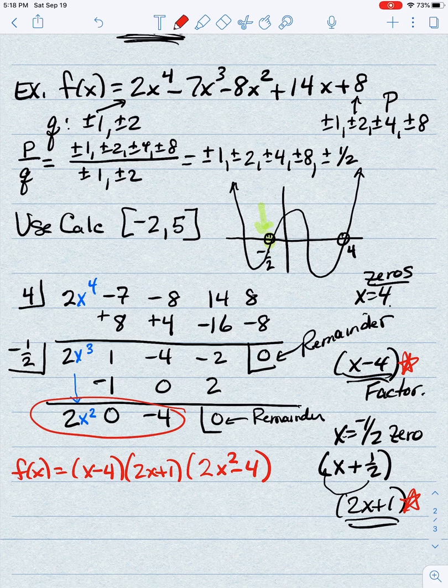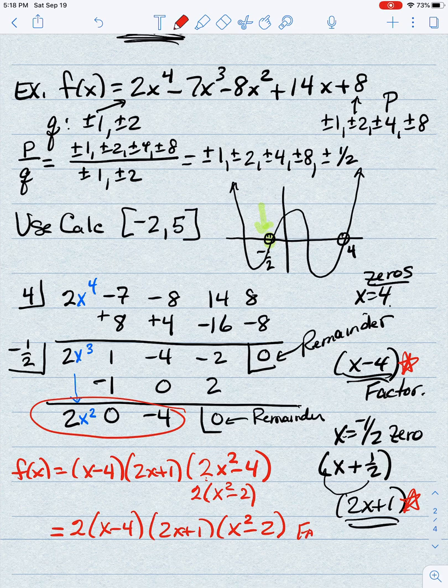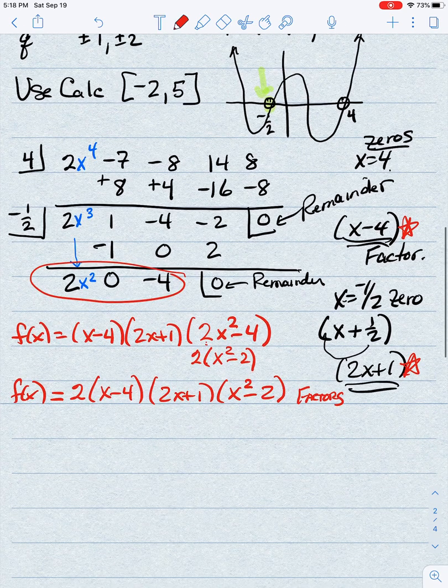Okay, so really we could do a little bit of work on that last factor. Like we could pull a 2 out of here because there's a 2 in common and be left with x squared minus 2. Okay, so in the end, a nicer way to write this would be put the 2 in the front. Then you have a factor of x minus 4, a factor of 2x plus 1, and a factor of x squared minus 2. Okay, so that's all of our factors for f of x.